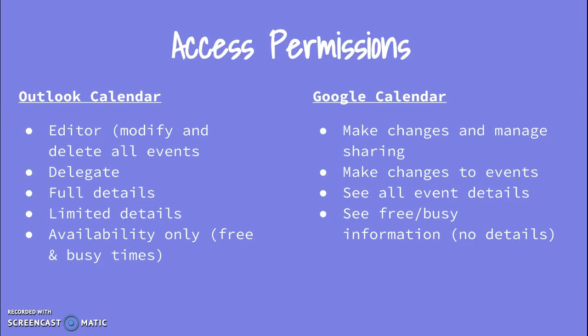Access permissions in the Google Calendar. We can make changes and manage sharing of the calendar, make changes to events, see all the event details, and set for your busy information or with no details.